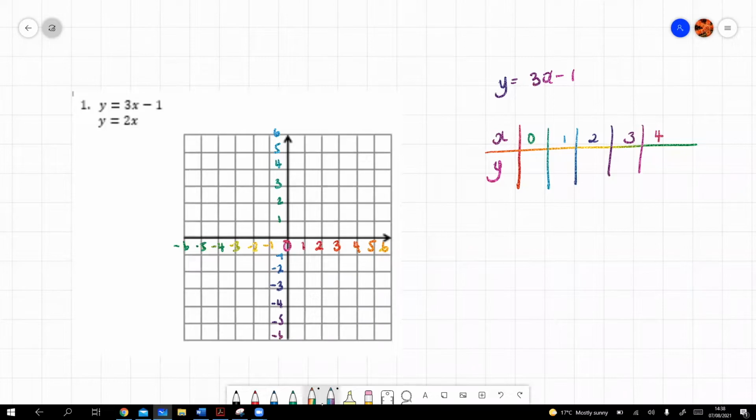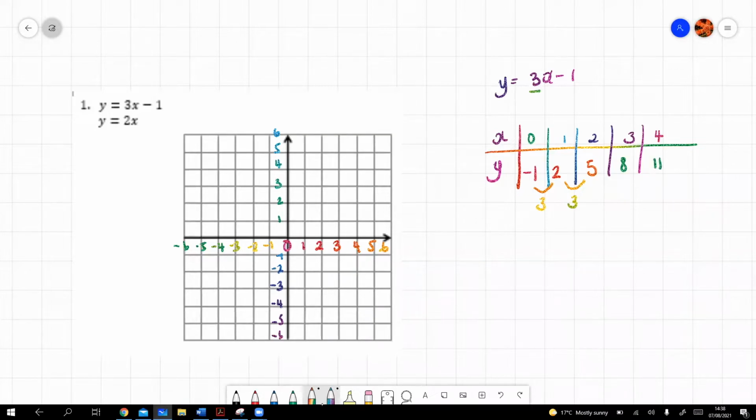Okay, so again, when x is 0, what's y? 3 times 0 is 0, minus 1 is minus 1. When x is 1, 3 times 1 is 3. 3 take away 1 is 2. Okay, next one, when x is 2, 3 times 2 is 6. 6 subtract 1 is 5. And we can see here clearly that the numbers are going up in 3s because the gradient is 3. So we can guess the next one by doing 5 add 3, which is 8, and then 8 add 3, which is 11.